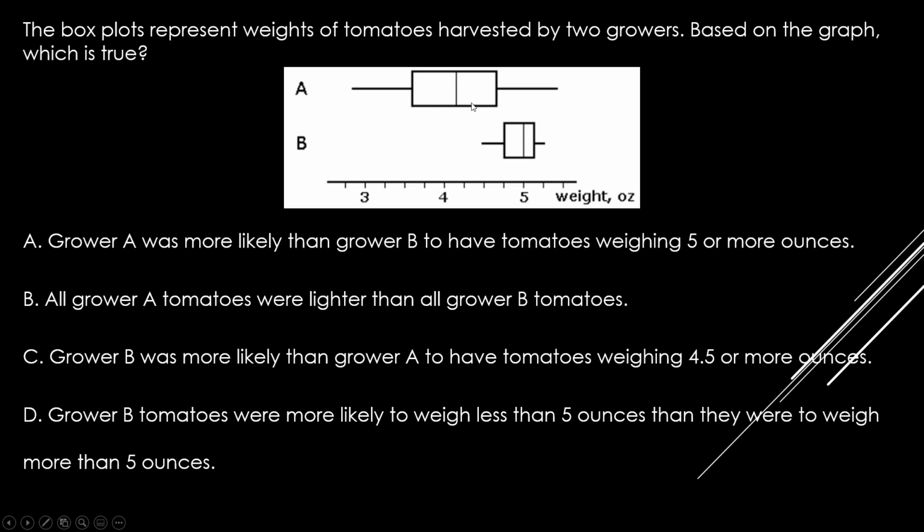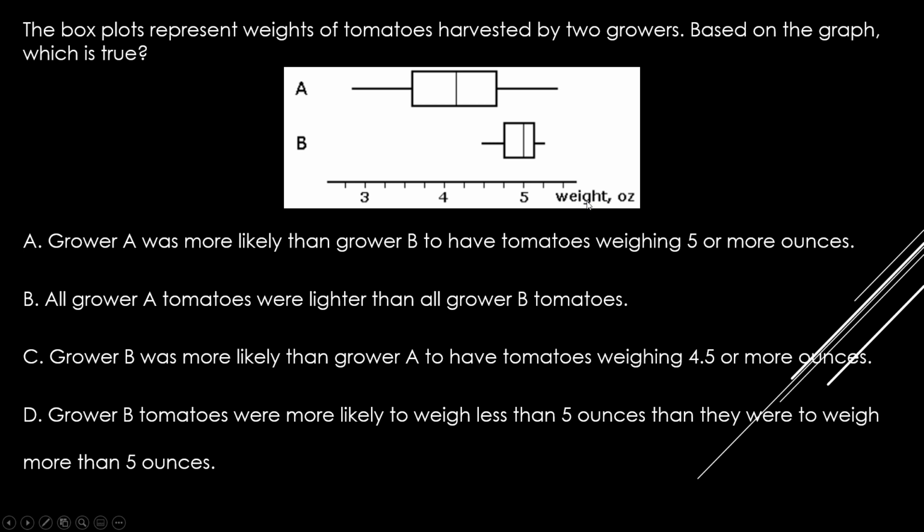And if I look, this box for grower A is kind of in between. It's a little bit less than 4, but it never gets to 5, right? However, box B is way over here in between this 4.8 and this 5.2. So grower B looks like the weight of their tomatoes is actually much higher than grower A because their box plot is over here. It's located on this side, where these tomatoes are bigger because they weigh more.